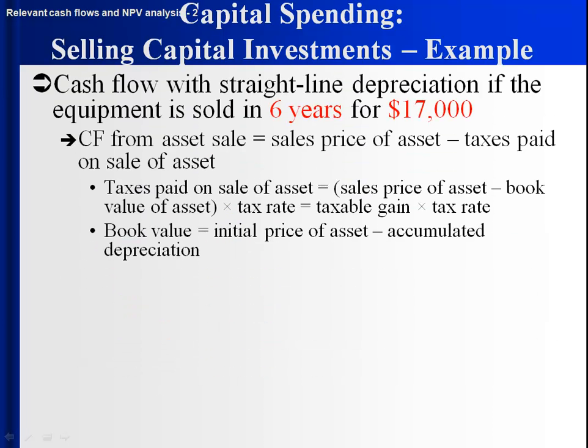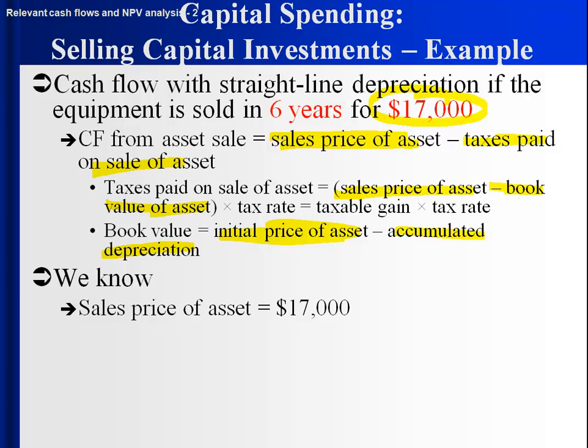So remember the cash flow from the sale of the assets: the sales price of the asset, how much do we plan on selling it for? In this case, that's $17,000 minus the taxes paid. And the taxes paid is equal to the tax rate times the taxable gain, which is the sales price minus the book value, what we sold it for minus what it was worth. What was it worth? What we initially bought it for minus accumulated depreciation. So in this case, we know the sales price is $17,000. So now we just got to do some accounting work, figure out what the taxes paid were expected to be, and subtract, and boom, that's what we expect the cash flow to be.